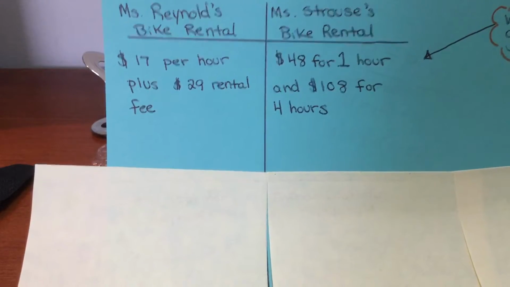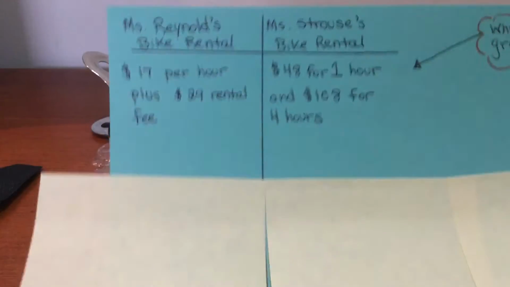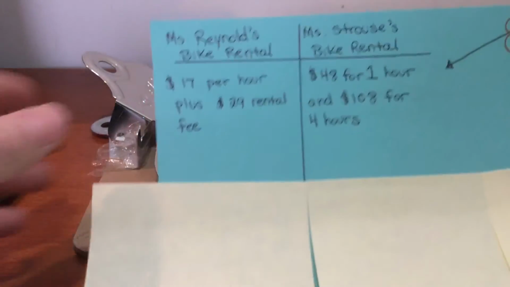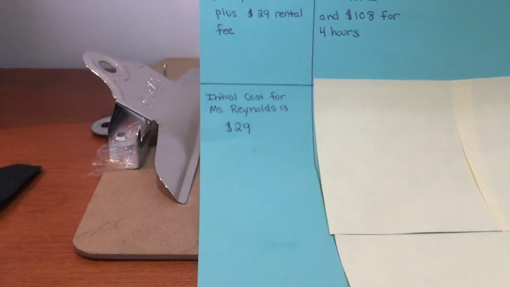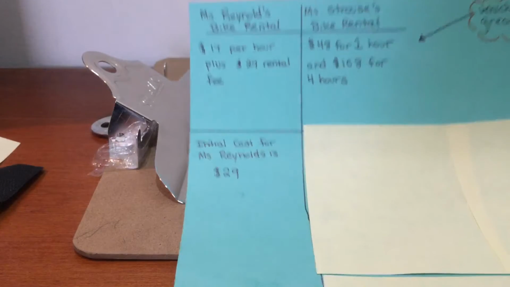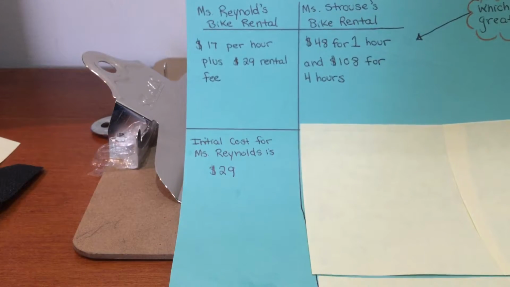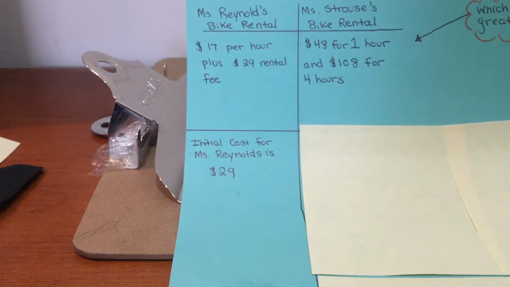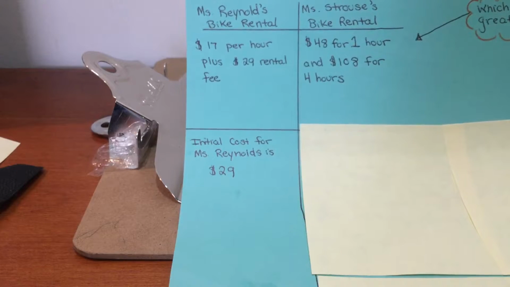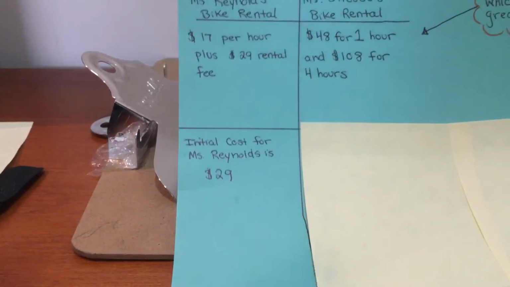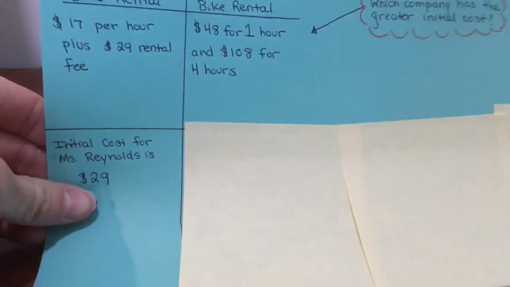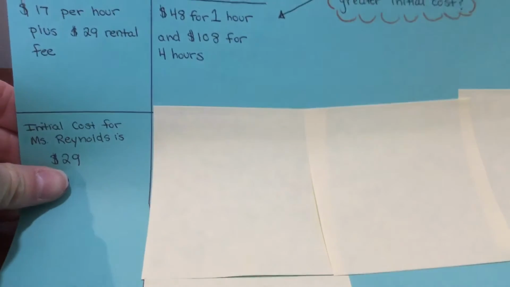Okay, so you should have solved this problem now. Once again, it was really easy to find the initial cost. Miss Reynolds, if we look, it's given to us in the information. Her initial cost is $29. Now, Mrs. Strauss's initial cost, we have to do a little work. And we have to find the slope.